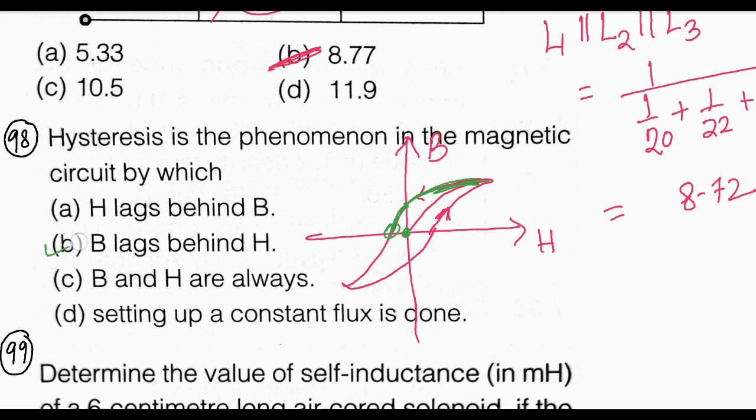This is due to the remnant magnetic polarization. This term is called remnant magnetic polarization, and this one is called coercive field, and this is the maximum, and the loop area is the hysteresis loss. Loop area within this is called hysteresis loss.